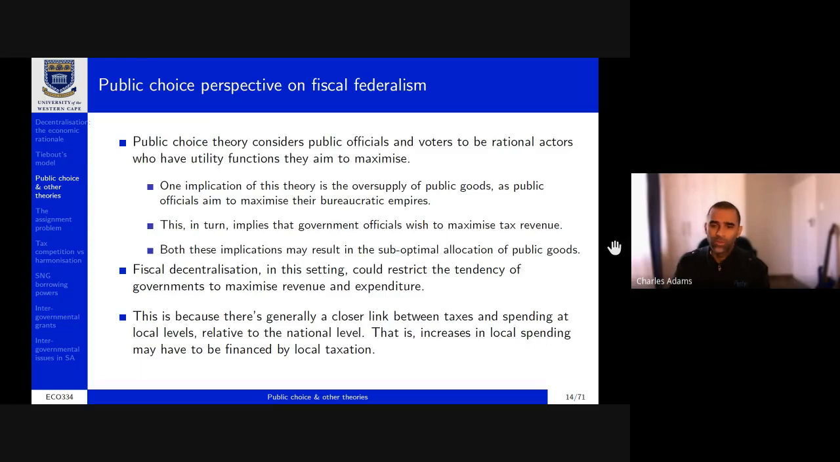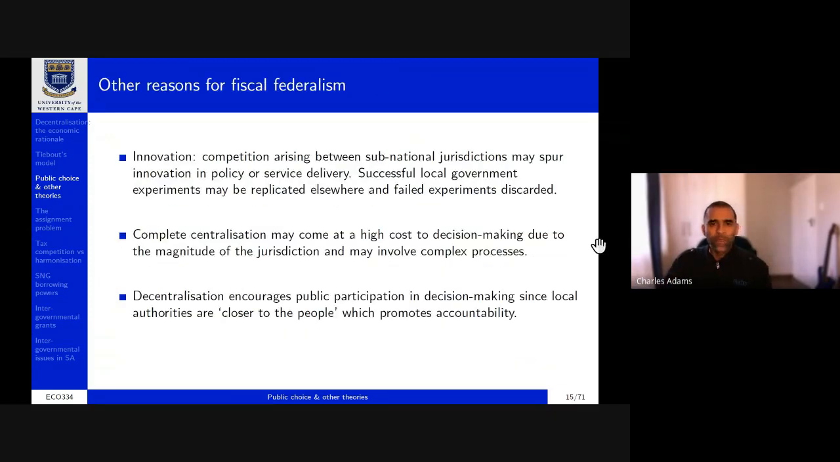Whereas if that community is paying, let's say the citizens of Cape Town, if they're paying taxes to national government, as we do through income tax, VAT, etc., and even though some of that funding is being filtered back down to the local level and being spent, there's a break in that link, right? In that instance, between the taxes and the spending at the local level. Okay. Further reasons for fiscal federalism.